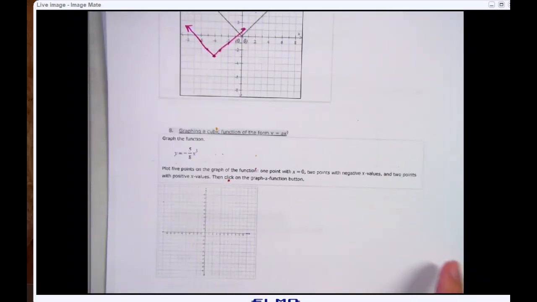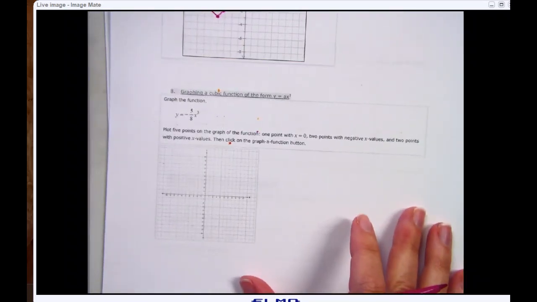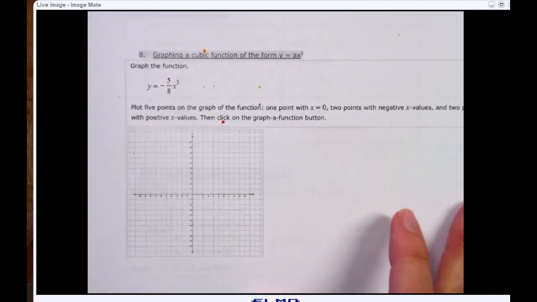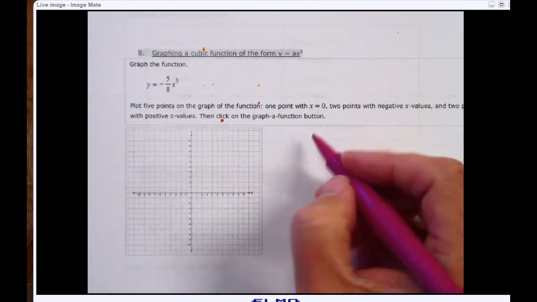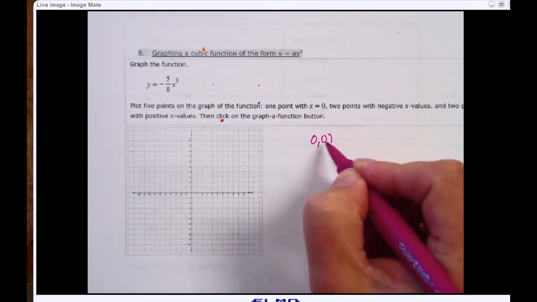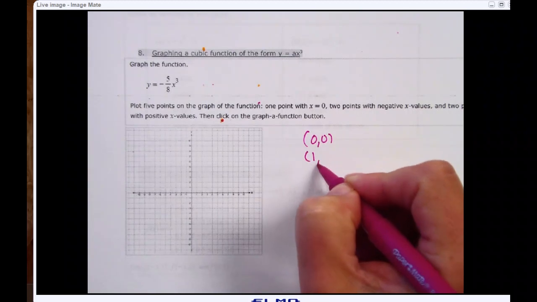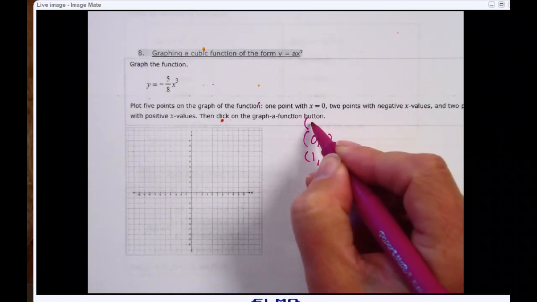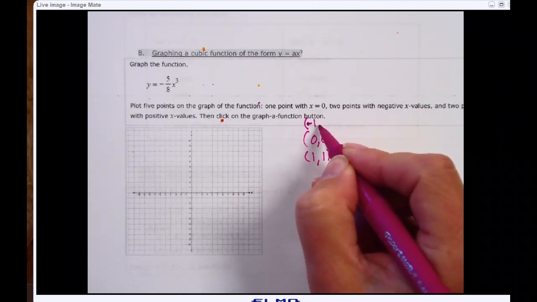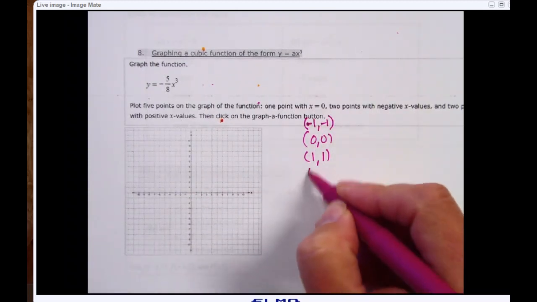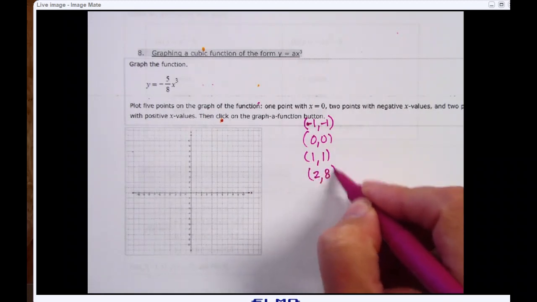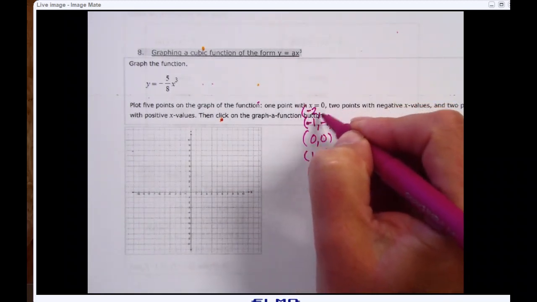And this one's just rude. Yeah. You're going to have to use your point plotter on something like this. Do you remember what our parent function points were? 1, 0. We had 0, 0. We had 1, 1. So then we had -1, -1. And then we had 2 what? 8. And then we had, good.